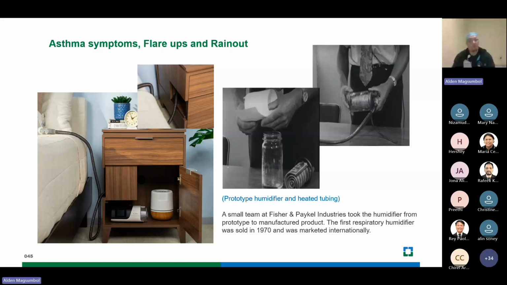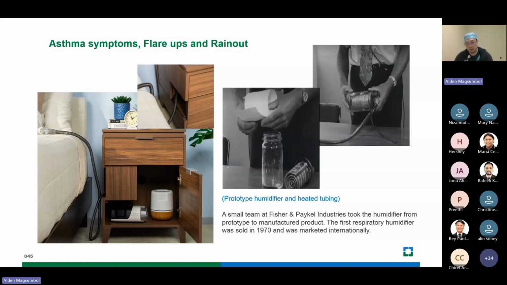Asthma and flare-ups, rainout. So it's a good practice to preheat your humidifier at least 20 minutes to start CPAP titration if you can. Remember that cold air may trigger asthma symptoms and flare-ups for some patients, especially when there's dryness in cold air.